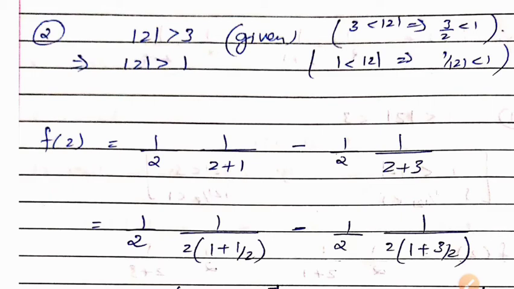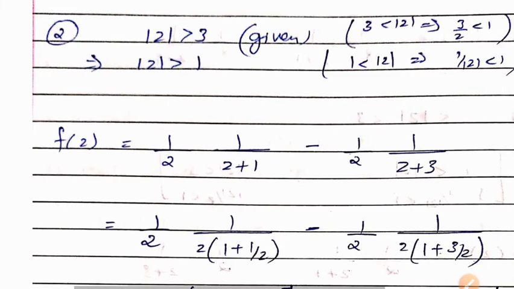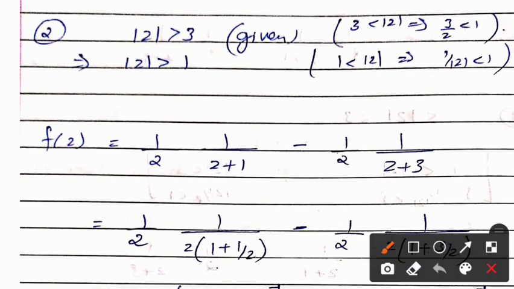A second region given to us is mod z greater than 3. We can write this as 3 less than mod z. Now I want this less than 1, so I will take z to the denominator. I get 3 by z less than 1. If any number is greater than 3, then it is obvious that it will be greater than 1, so I can write 1 less than mod z.